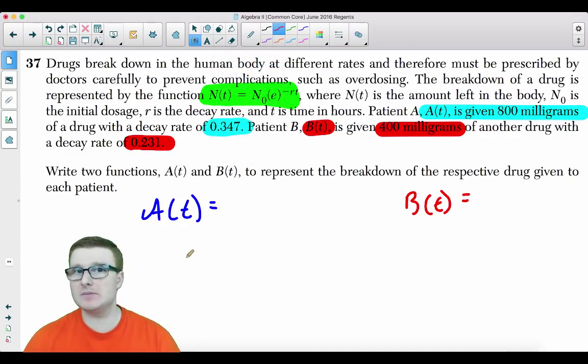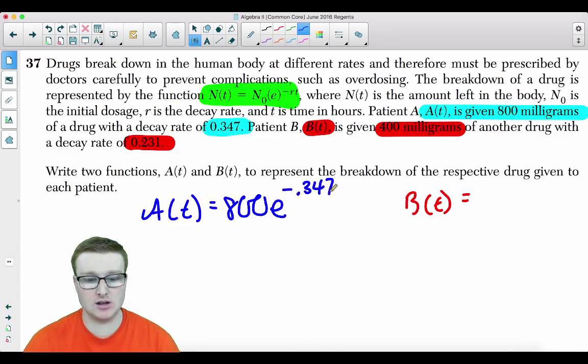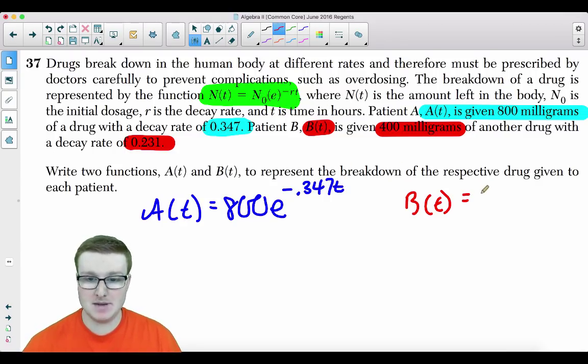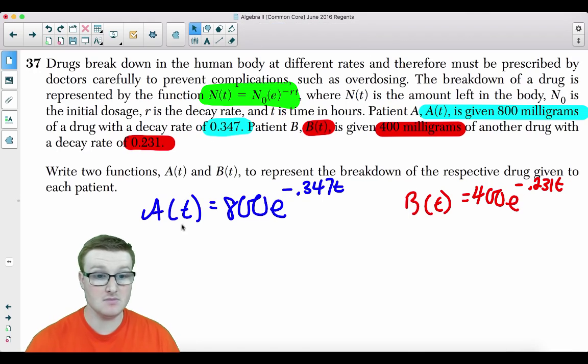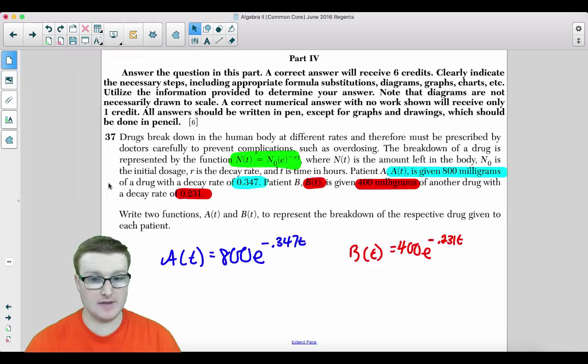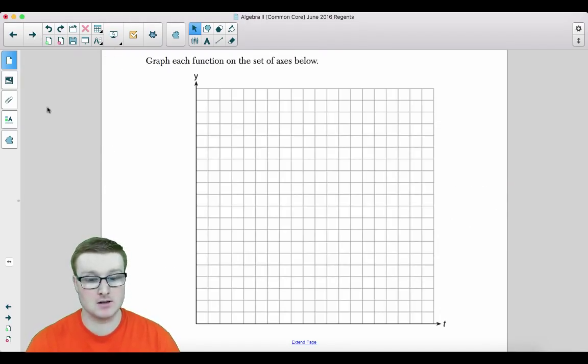So, for A of t, your initial dosage is 800, the letter e with a decay rate of negative 0.347, they tell us that, and with a t. We don't know how much the t is. And B of t is 400e to the negative 0.231t. Ladies and gentlemen, those are your answers to the first part of that question. Not too bad. Now, for the next part, we just need to graph them.